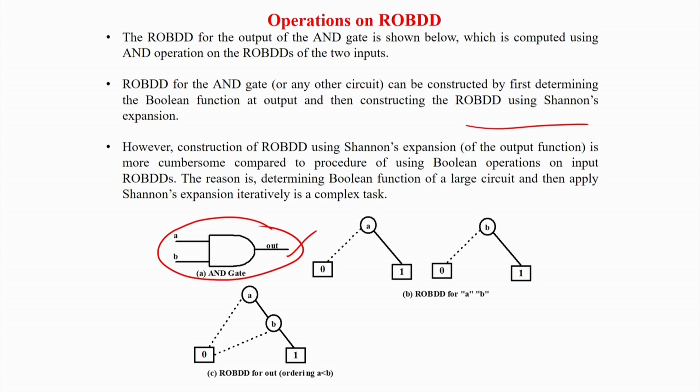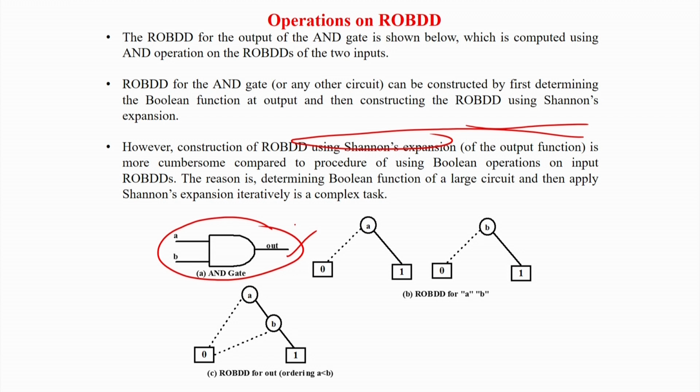But construction of ROBDD using Shannon's expansion is cumbersome because of the large size. This is an AND gate, so it is trivial, but if it is a very big circuit, you will have a big Boolean formula at the output, you have to do a Shannon's expansion and make it. That will not be a very good idea. It is like having a very big binary decision tree and pruning it down to a BDD. That is not a very good solution.